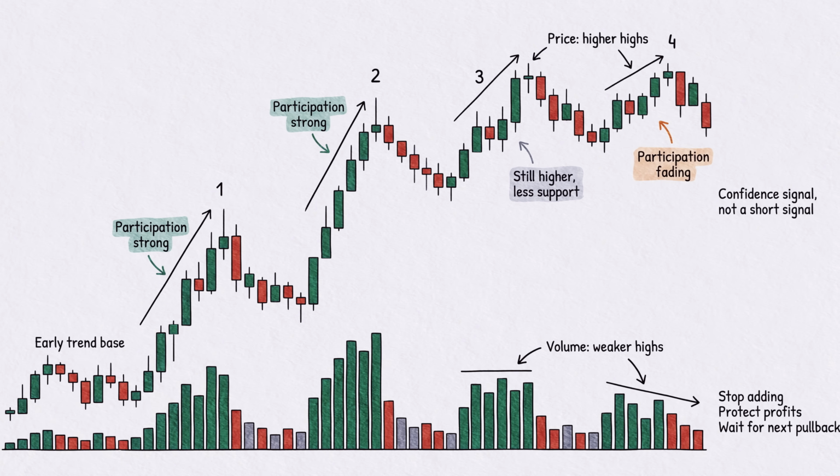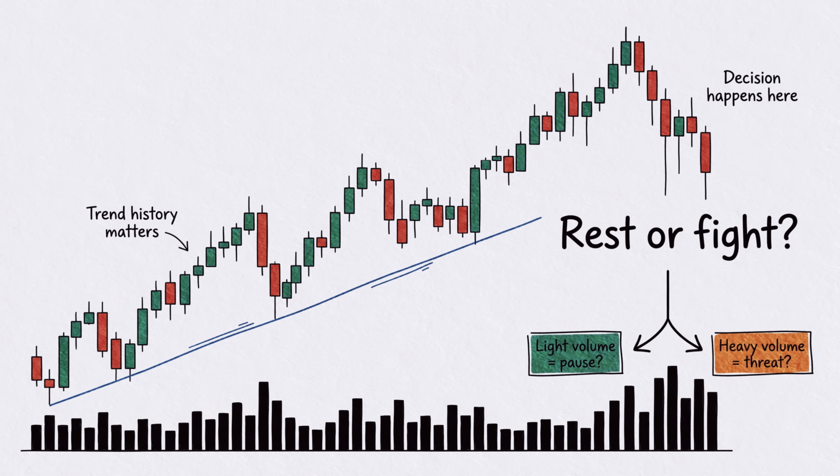The practical rule. A strong trend has volume expanding on each push. A weakening trend shows declining participation while price still moves up. Use this to adjust your confidence, not to fight the trend. Most traders understand that trends can weaken. But here is where the real decision happens. Price is pulling back right now. And most traders treat every pullback the same. That is a mistake. Because volume tells you whether this pullback is a rest or a fight.